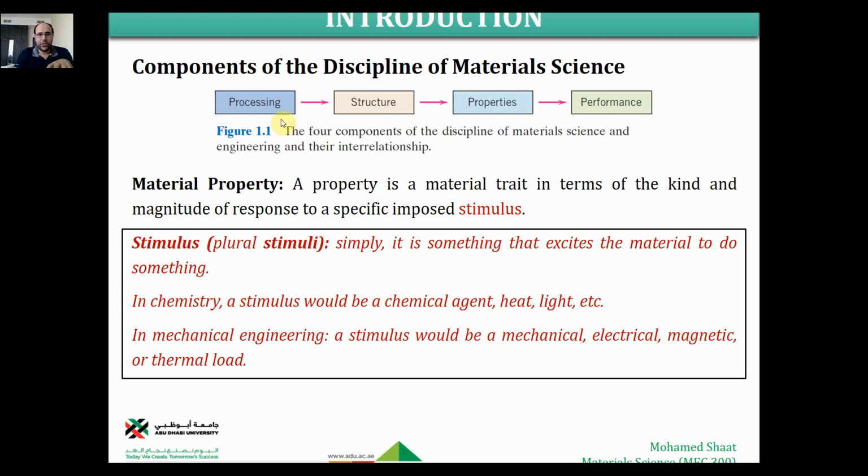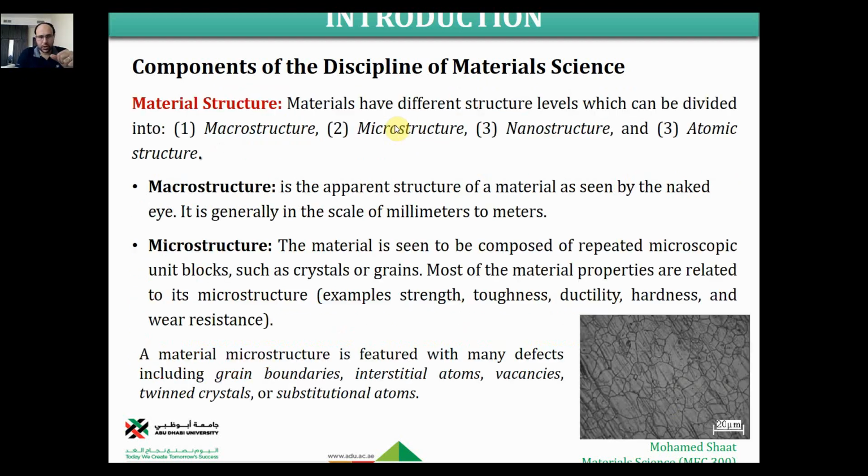So we have discussed these three disciplines. We still need to discuss the structure. What does material structure mean? Simply, it is the main building units of the material, how you're going to see the material. Materials have different levels of structure. We may have the macrostructure, the microstructure, the nanostructure, and the atomic structure of the material.